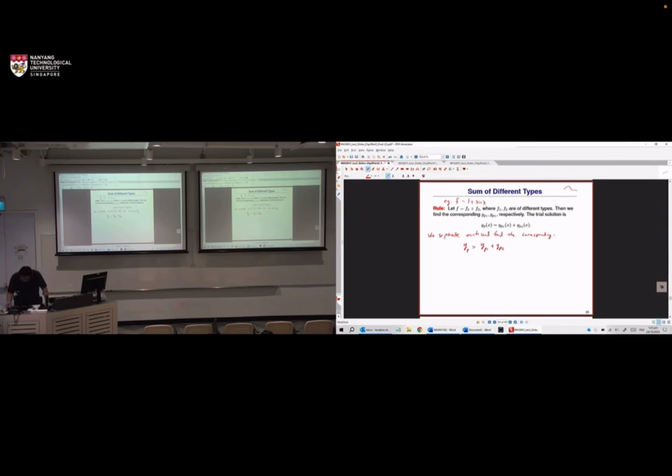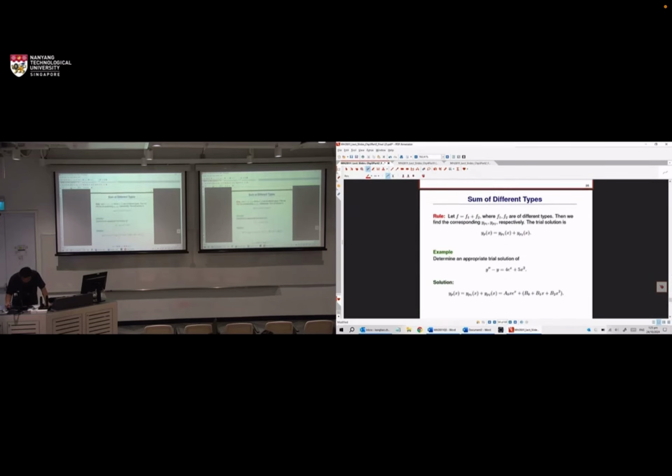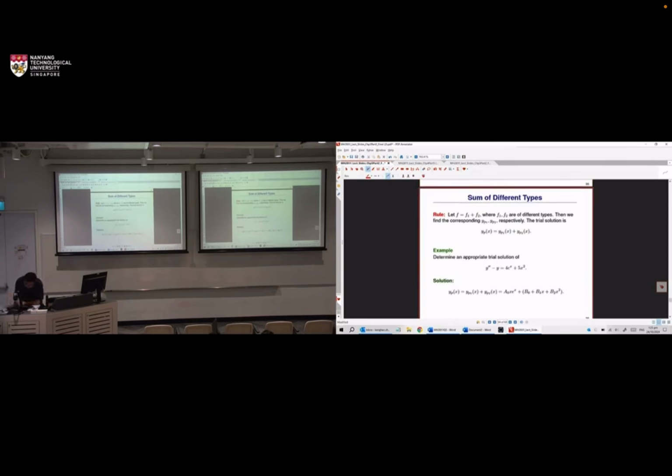And then we have one example here. So for this case, your yc will be c1 e^(-x) plus c2 e^x, because you solve for your complementary equation. And then your f1 will be 4e^x. I just take one piece here, and that gives me my yp1.